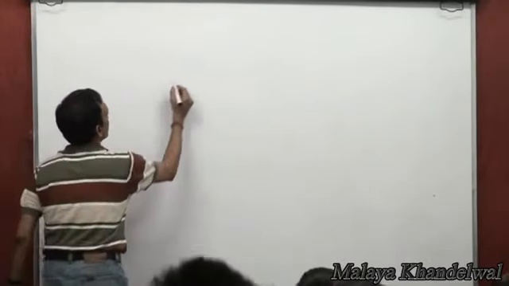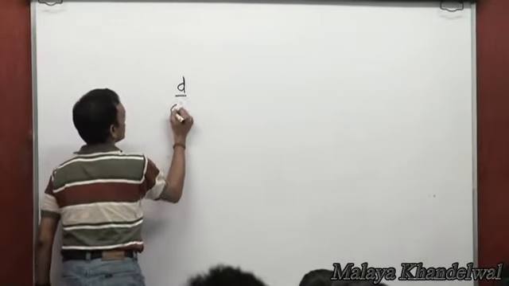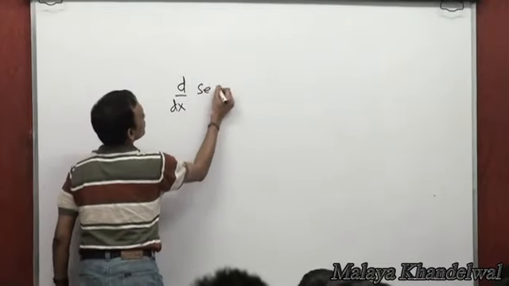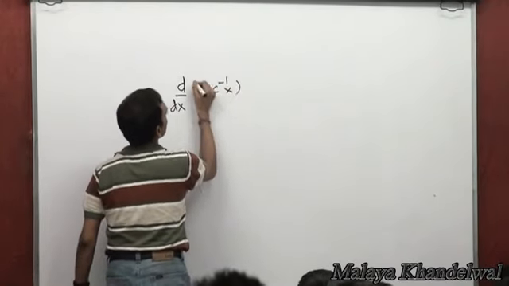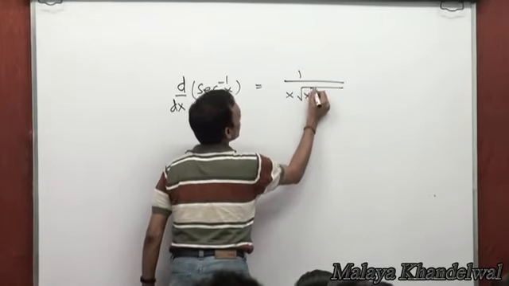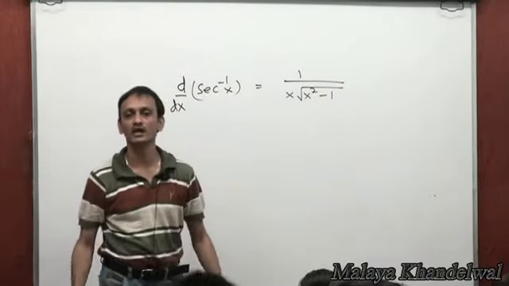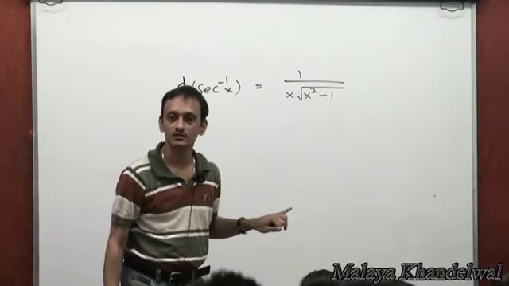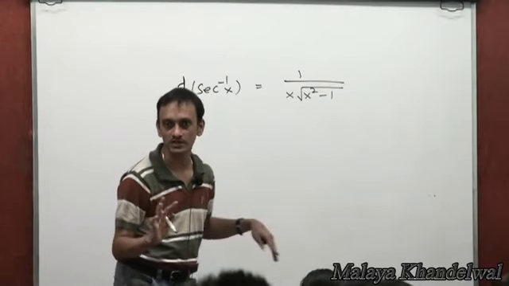See, in differentiation, I established that d/dx of sec inverse x is 1 by x root x squared minus 1. This was a result that I gave in my class on derivatives. Did you understand this? No. This is what you did not understand, right?